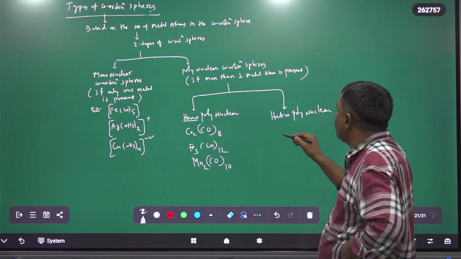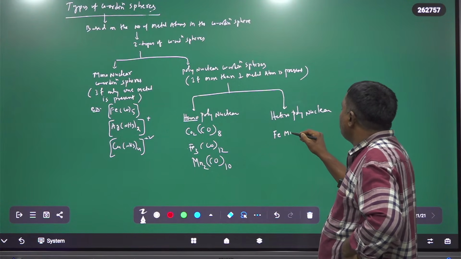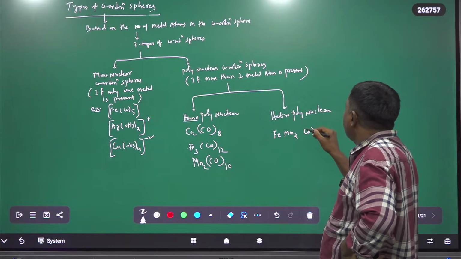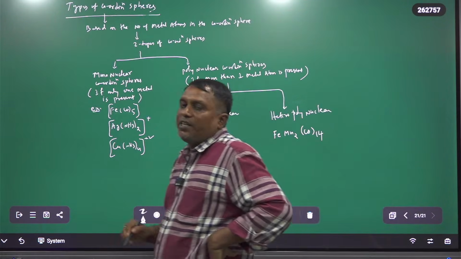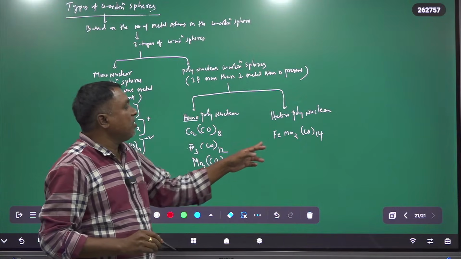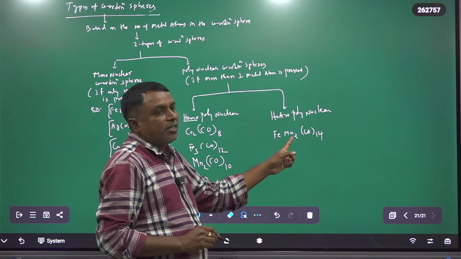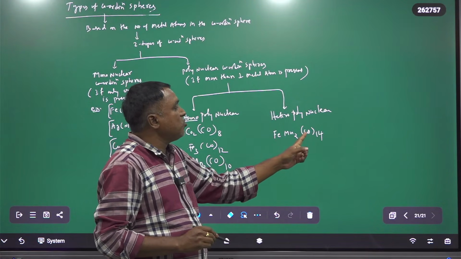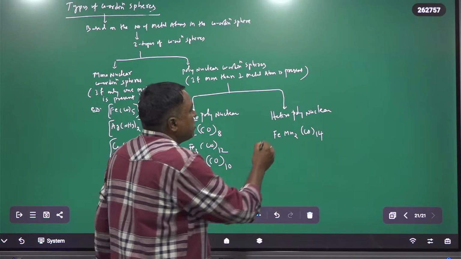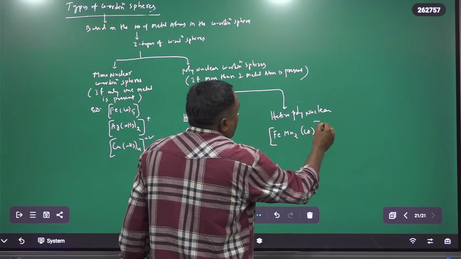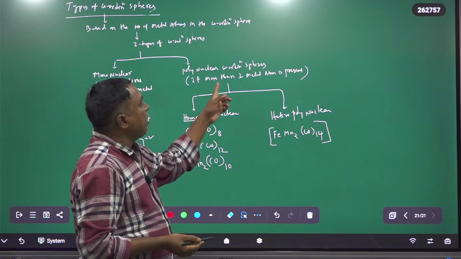Hetero-polynuclear compound means, suppose this is Fe, Mn2, (CO)14. In this particular compound we have different metal atoms. One is iron, 2 are manganese atoms. CO is the ligand. How many ligands are there now? 14 ligands. This is a complex compound having more than one metal atom.